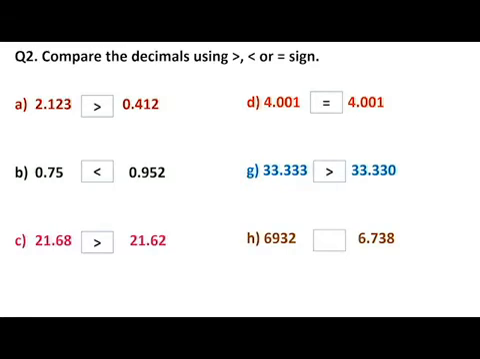Next one is 6.932 and here it is 6.738. Again we can see here that 6.932 is a bigger number than 6.738.